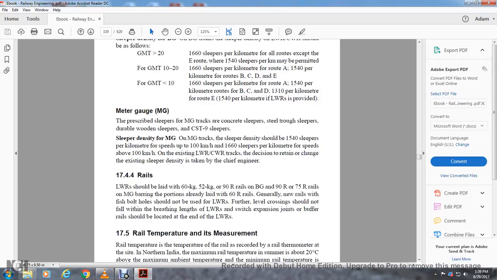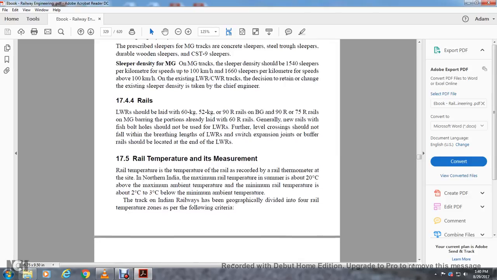17.4.4 Rails. Long welded rails should be laid with 60 kilogram, 52 kilogram, 90 R rails, broad gauge 90 R rails, and S55 rail on meter gauge, bearing portions already laid with 60 R rail. Generally, new rails, fishbolts should not be used in long welded rail. Further, level crossings should not be allowed within the breathing length of the long welded rail. Switch expansion joints and buffer rails should be located at the end of the long welded rails.